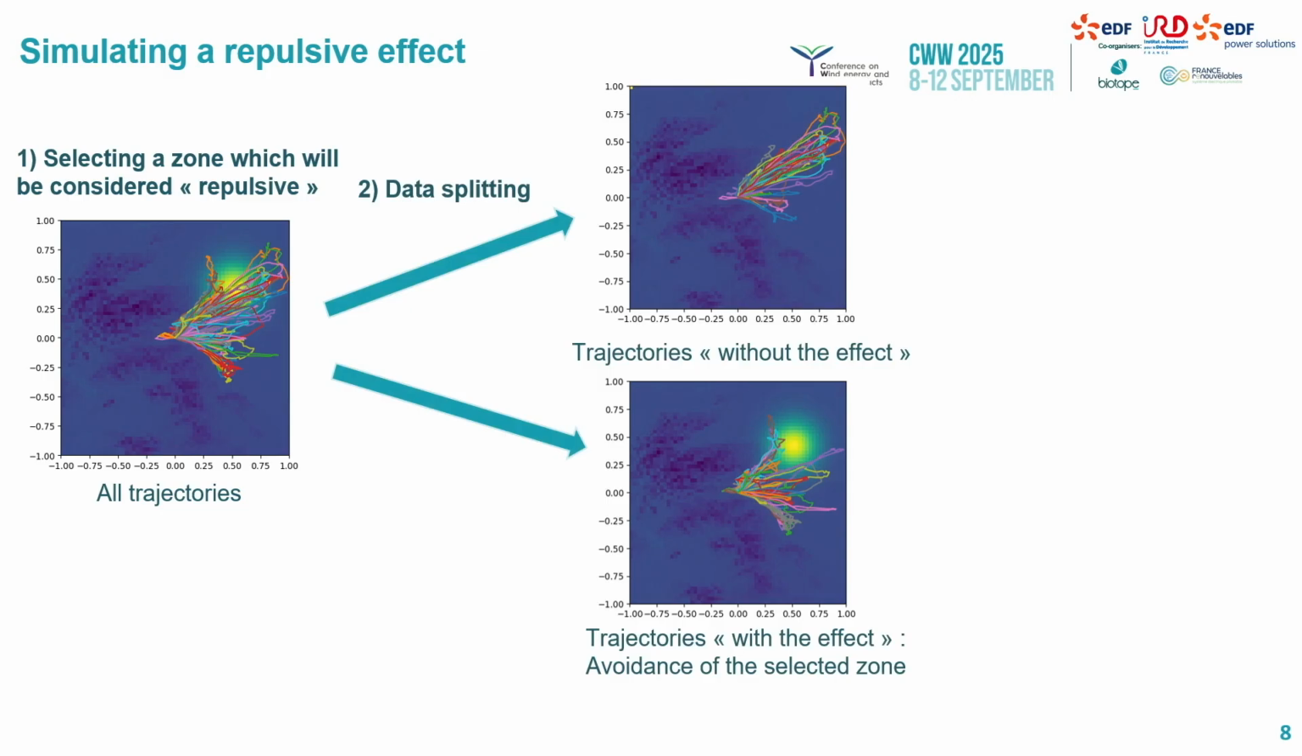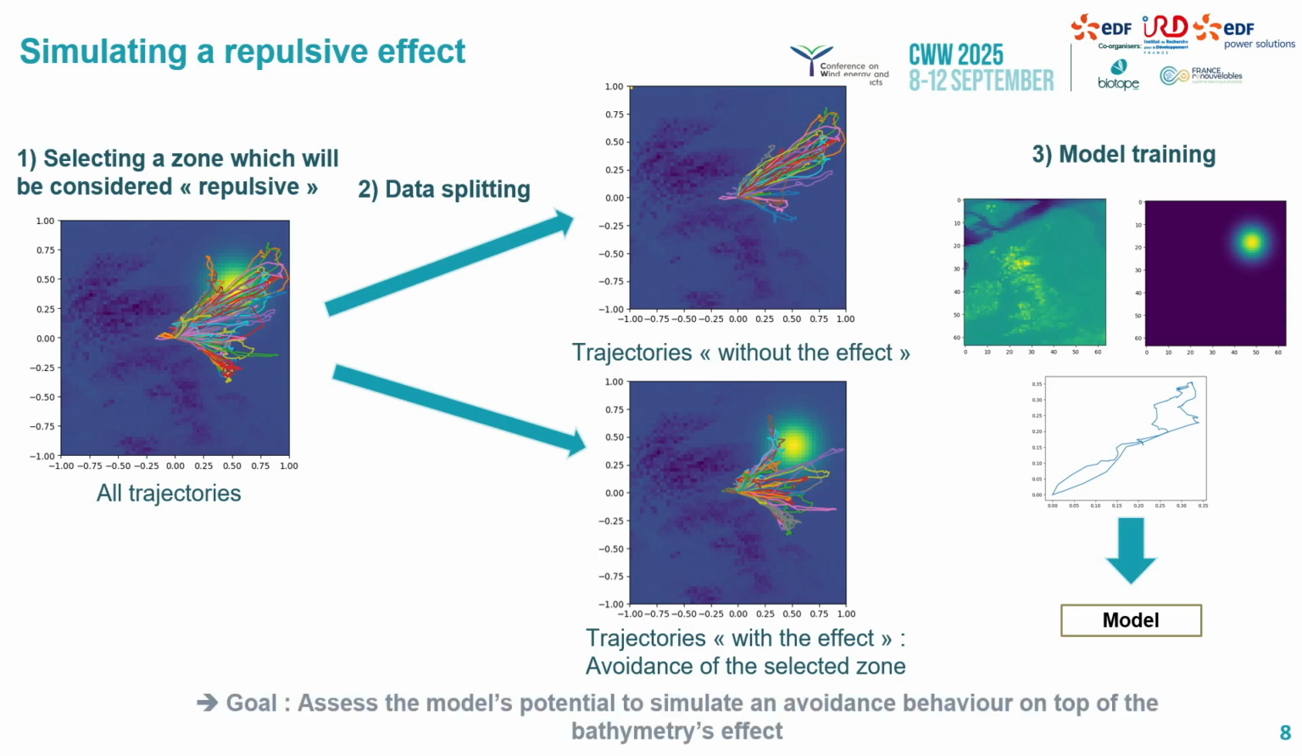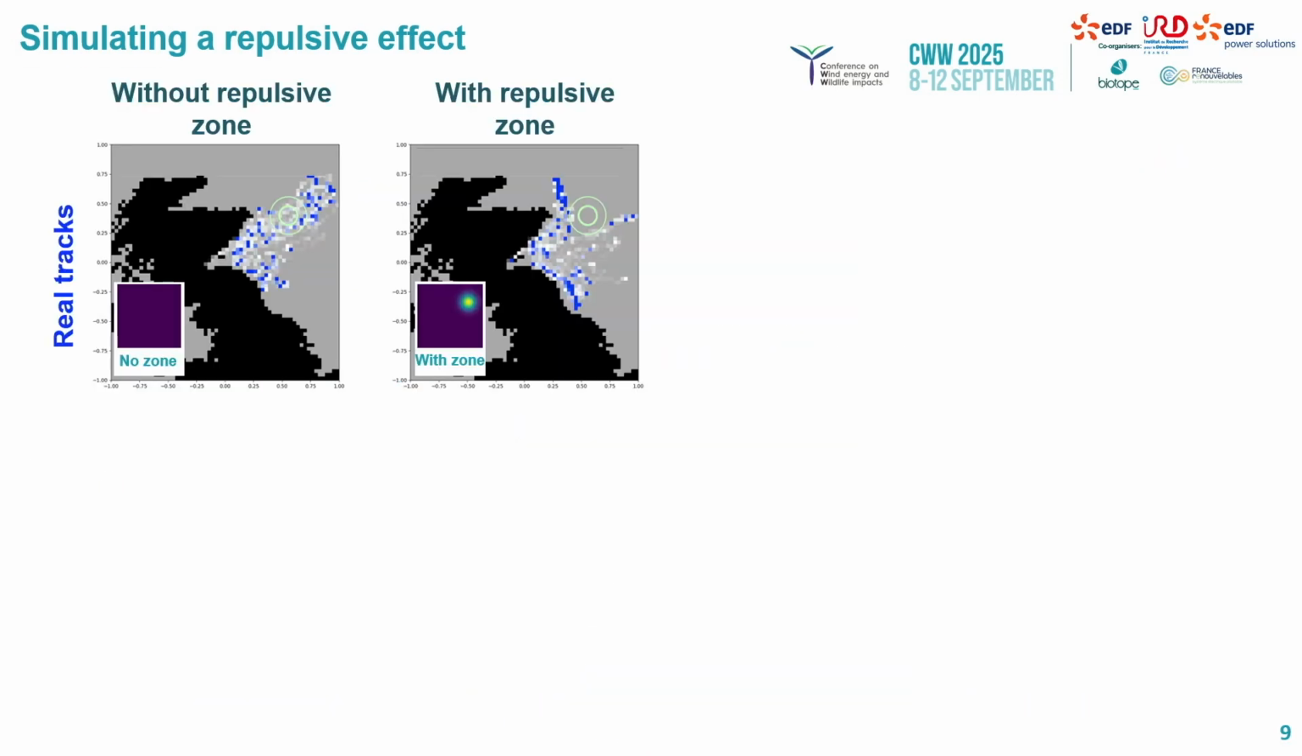What we did is we took the real data and we split them in two. We chose a zone, and we have one set of data going through the zone and another set of real data avoiding the zone. And this time, the model has as an input the bathymetry map of the colony, is there a zone or not, and where is the zone located, and its size? And it has to tell where the trajectories are supposed to go. So we wanted to assess its capabilities to take 2 inputs at once and to simulate an avoidance effect.